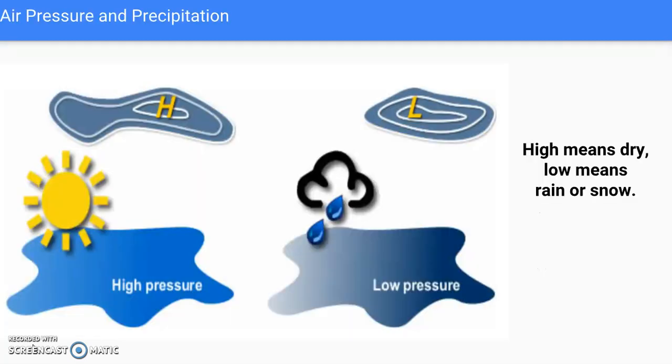Take a look at these images here. High means dry, low means rain or snow. This is going to be a phrase that you repeat to yourself multiple times throughout the EOG. You are going to try to remind yourself that high pressure means dry, clear, sunny weather, and low pressure means rainy, snowy, cloudy weather. You may have seen this H and L before on a weather forecast. The H means high pressure, and the L means low pressure. They are not associated with temperature. That is a common misconception.